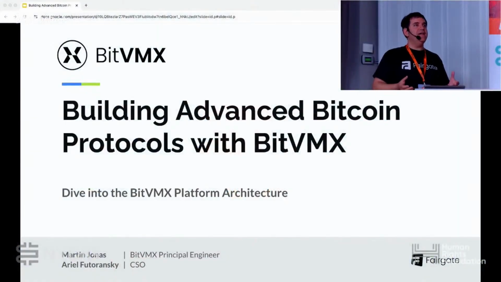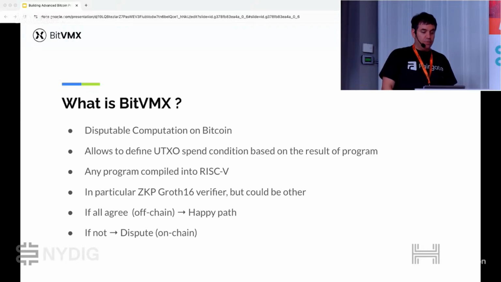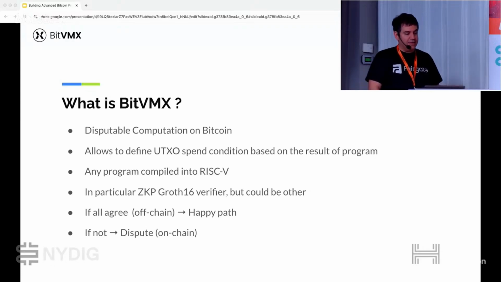The idea is that we are going to talk about BitVMX as a platform for creating other applications on top of it, and we are going to explore the components that help with the different types of problems that we will need to solve for creating these types of applications. Then we will move into some of the innovations that we did. Yep, let's start. So, what is BitVMX?